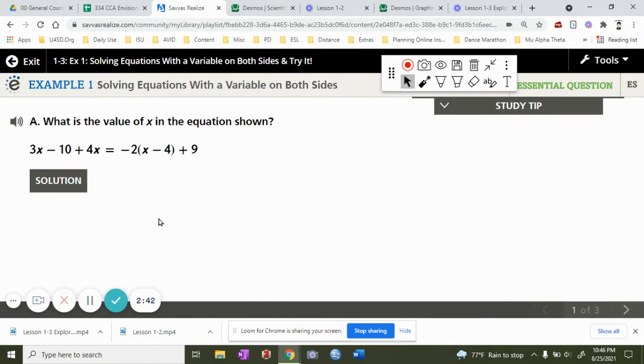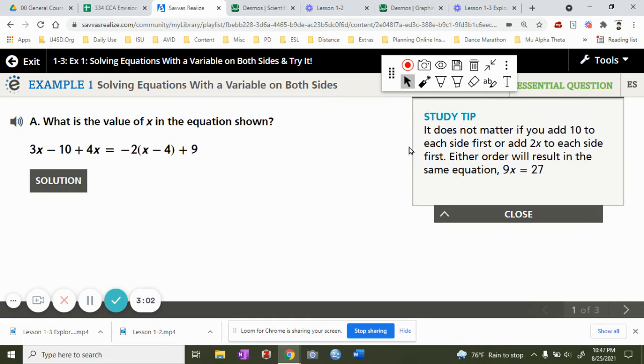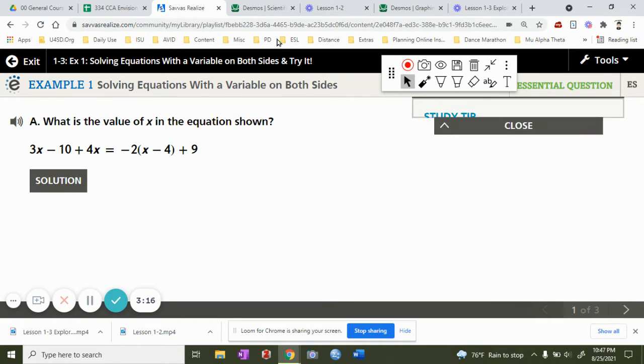What is the value of x in the equation shown? So in our first set of examples, we're going to look at some more complex equation solving scenarios than we saw last week. When I am looking at this, it does not matter if we add 10 to each side first or if we add 2x to each side first. Either order will result in the same equation. So here that's telling me we have some options.